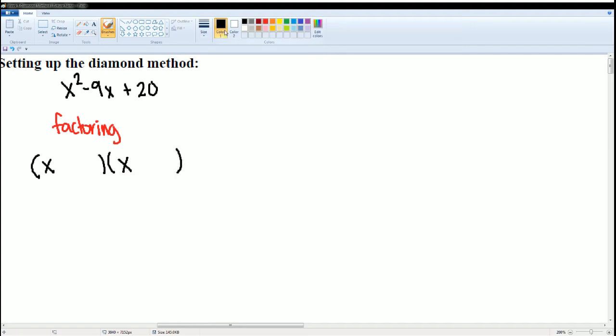All right. So let's set up our diamond here. First of all, let's pick our a. Our a is the number in front, which is 1. It's the leading coefficient of the trinomial. Then you have your b term. b equals negative 9. Make sure you include that negative in front. Then you have c, which is going to be your 20.